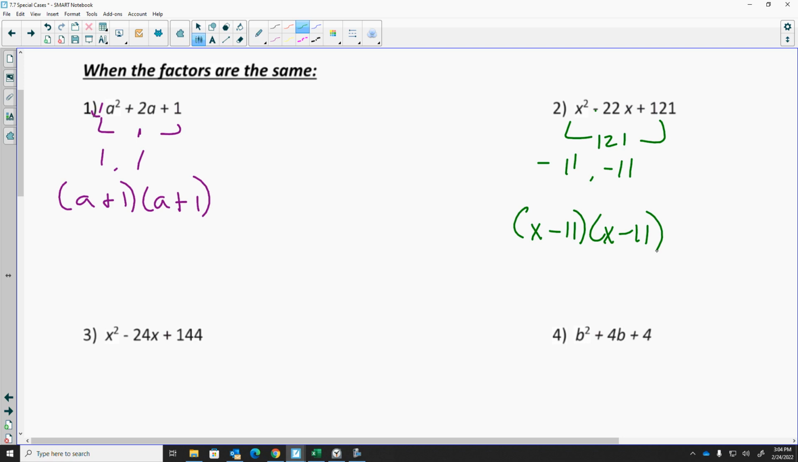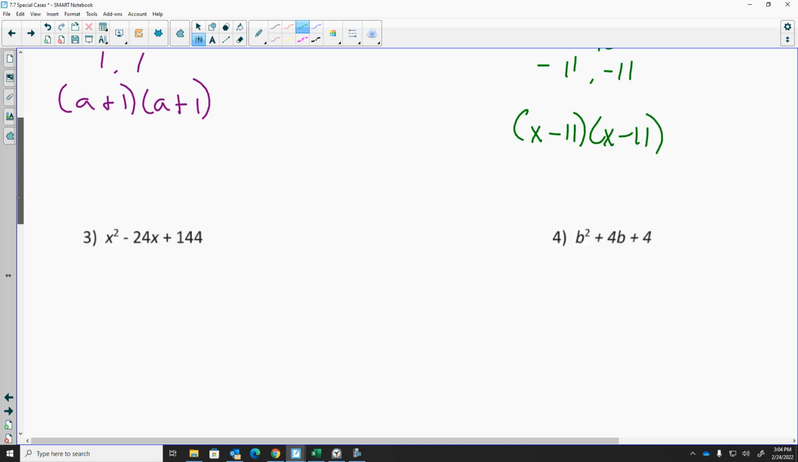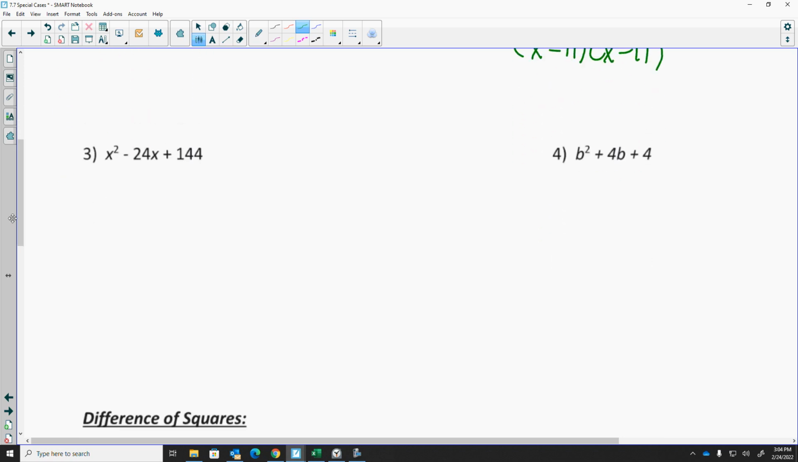I'm going to do one of these. Which one do you want? 4? Okay. First times last. You need two things that multiply to 4 and add to 4. 2 and 2. 2 times 2 is 4. 2 plus 2 is 4. So it's b plus 2 and b plus 2. Is this making a little bit of sense?